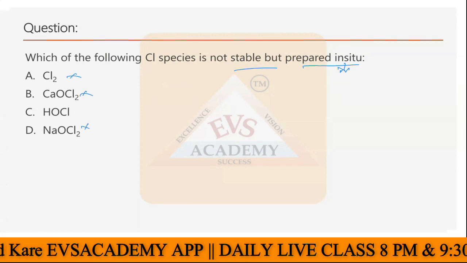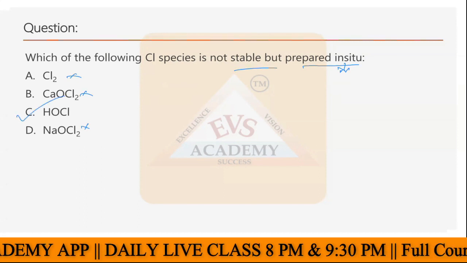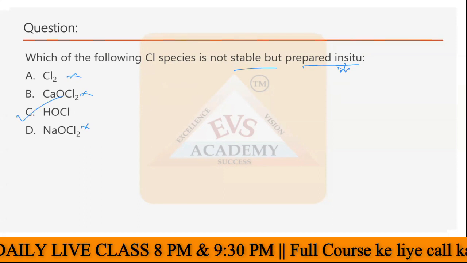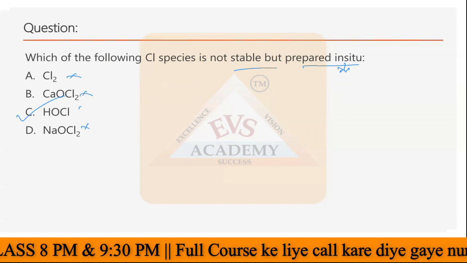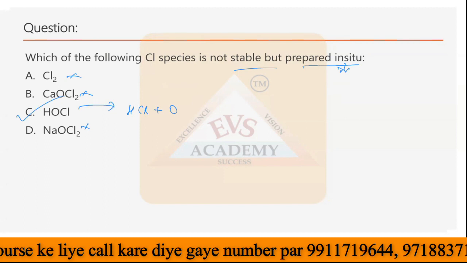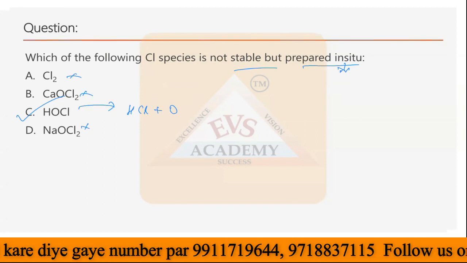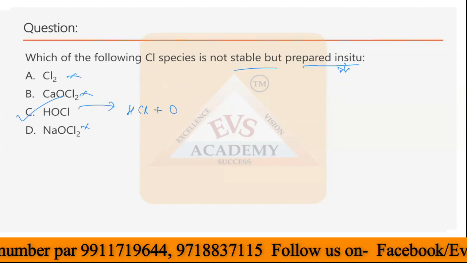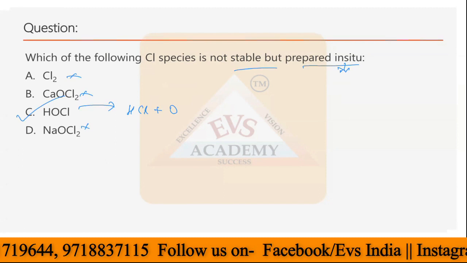The in situ created, prepared thing which is responsible for the treatment of water, and that is not stable, is HOCl. It will convert into HCl plus O, and this nascent oxygen will kill all the microorganisms. So C is the right answer for this particular question.